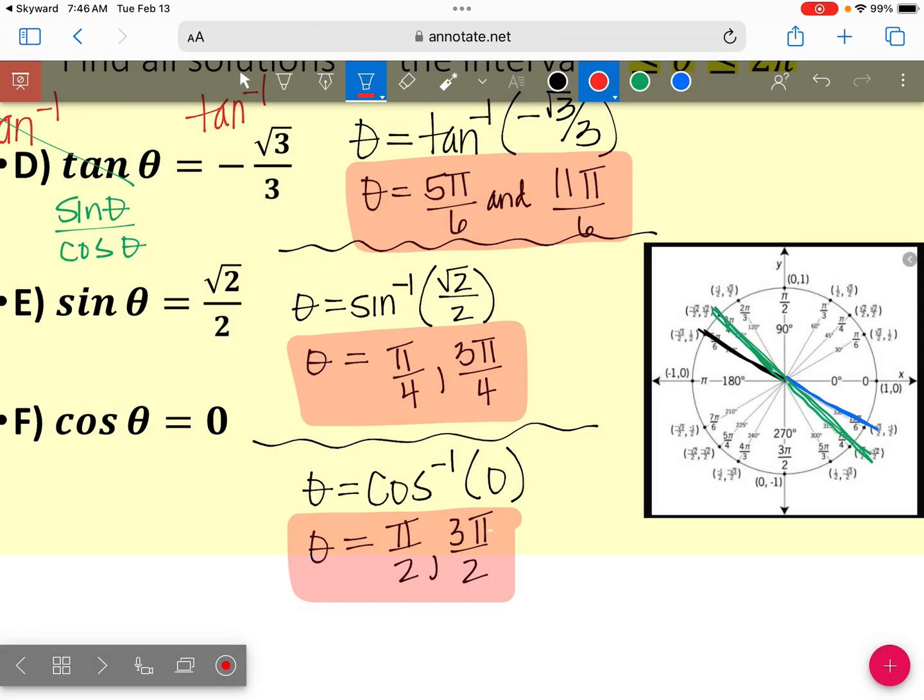Okay, I don't see anybody working anymore, so go ahead and check your answers. For E, I had π/4 and 3π/4. Who had that? All right, good. And for F, I had π/2 and 3π/2. Who had that? All right, any questions?